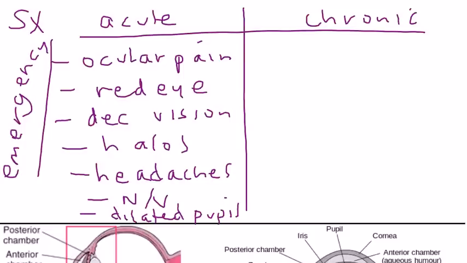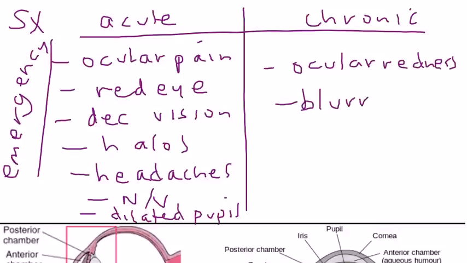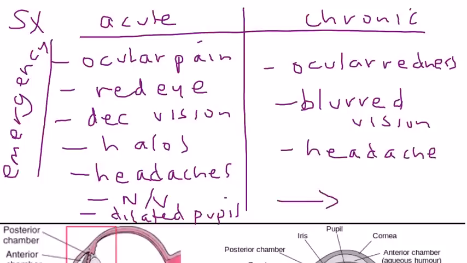So chronic, as the name implies, happens more gradually, and that can also present with similar features like ocular redness, but you have more blurred vision, and you can have headache as well. And then eventually the chronic form can lead to vision loss or blindness.